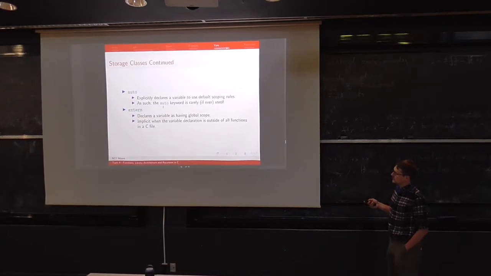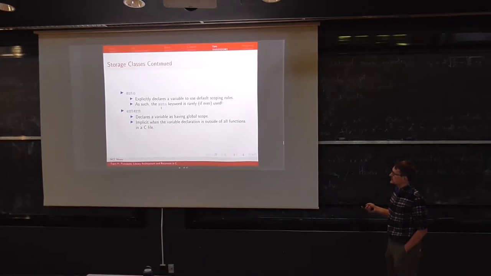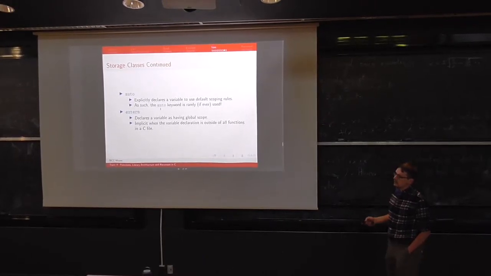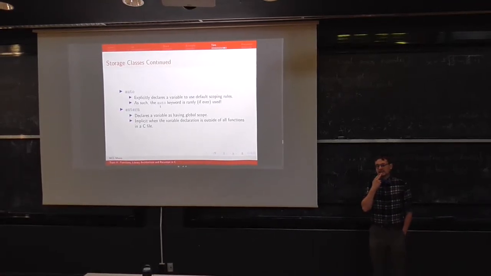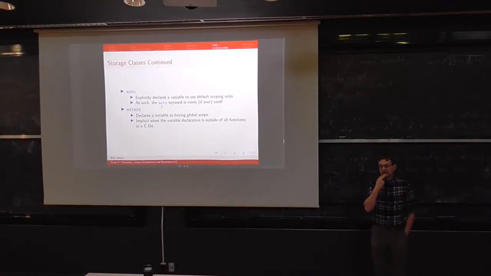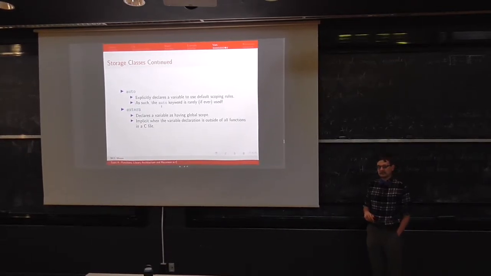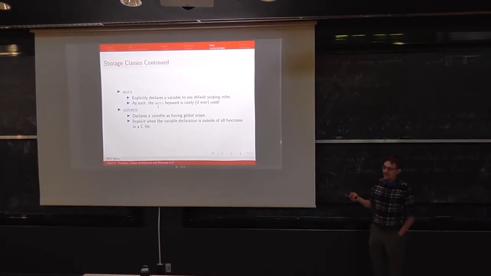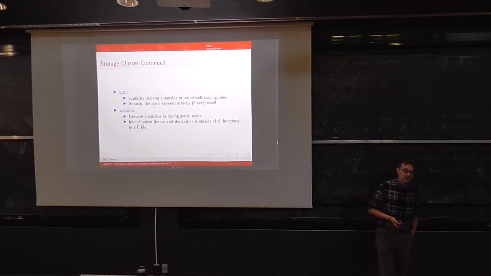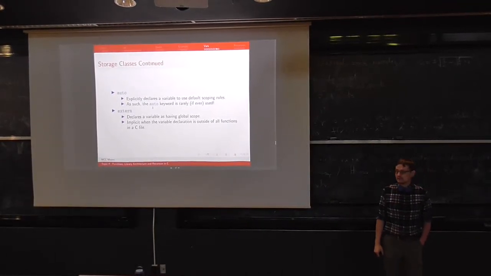Extern declares a variable as having global scope. Implicit, when the variable declaration is outside of all functions in a C file. So in the same way that you might declare a variable as belonging to a class in Java by placing it outside of any method in that class, if you put a variable declaration outside of any function in a C file, that makes it automatically an external variable. Make sense?